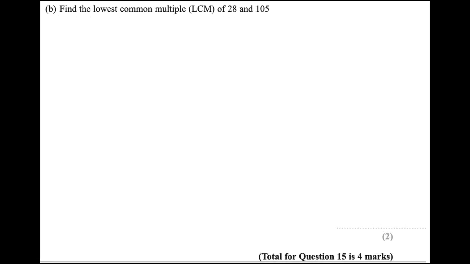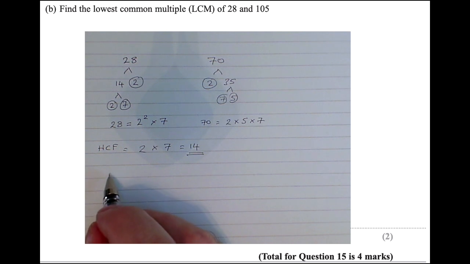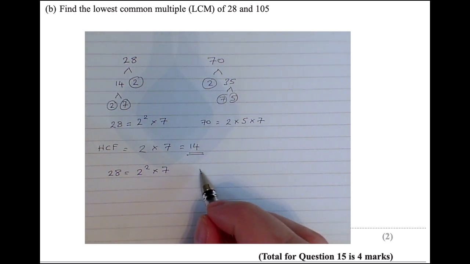Right, so let's have a look now at the lowest common multiple. Now I know it says lowest, but it actually means a very large number, a number larger than 28 and 105. What's the smallest number that 28 and 105 will go into? So to do that, we're going to find the prime factors of 28, which we've already got, 2 squared times by 7, and 105. So I'm going to work out 105 quickly.